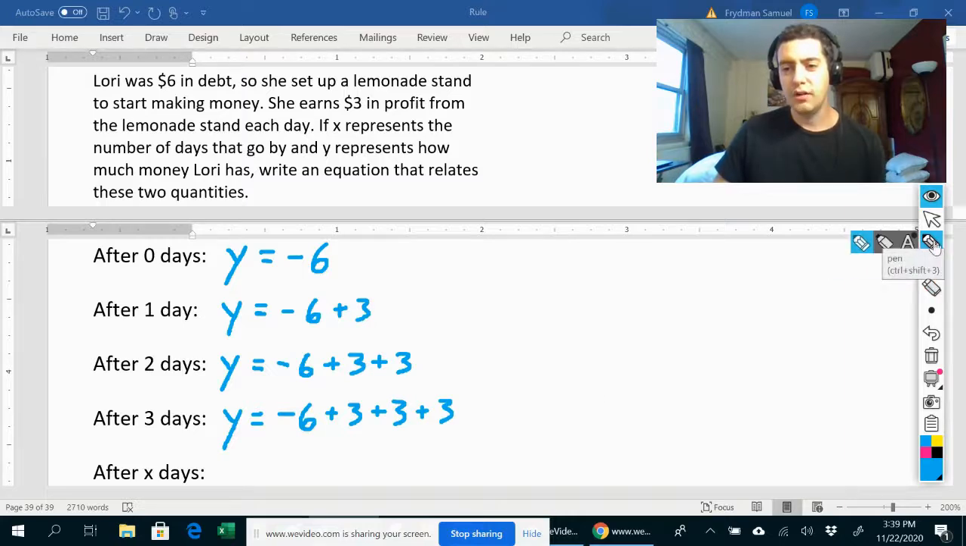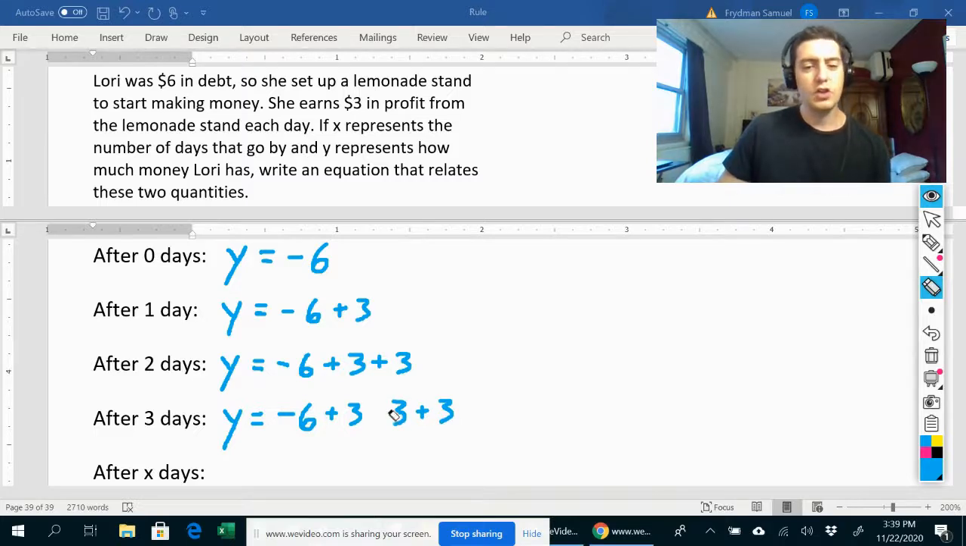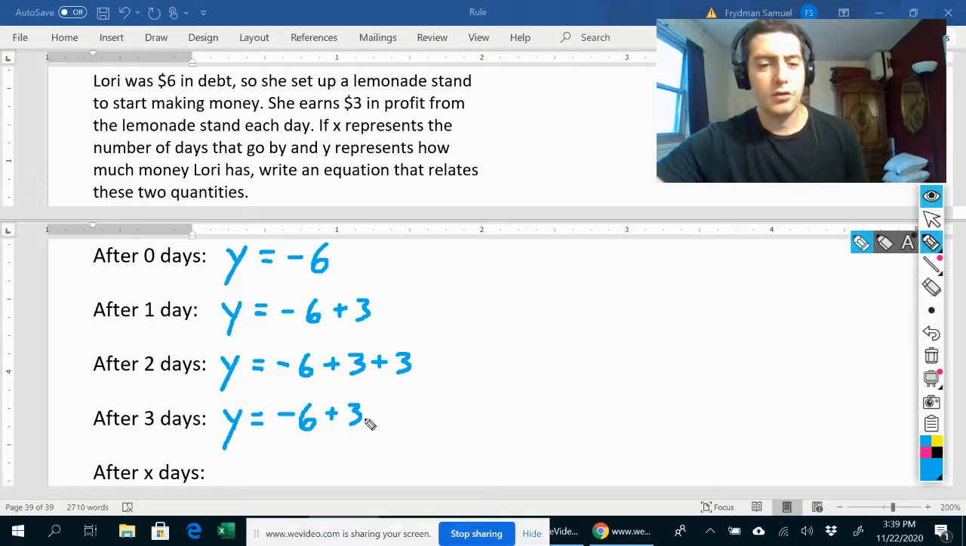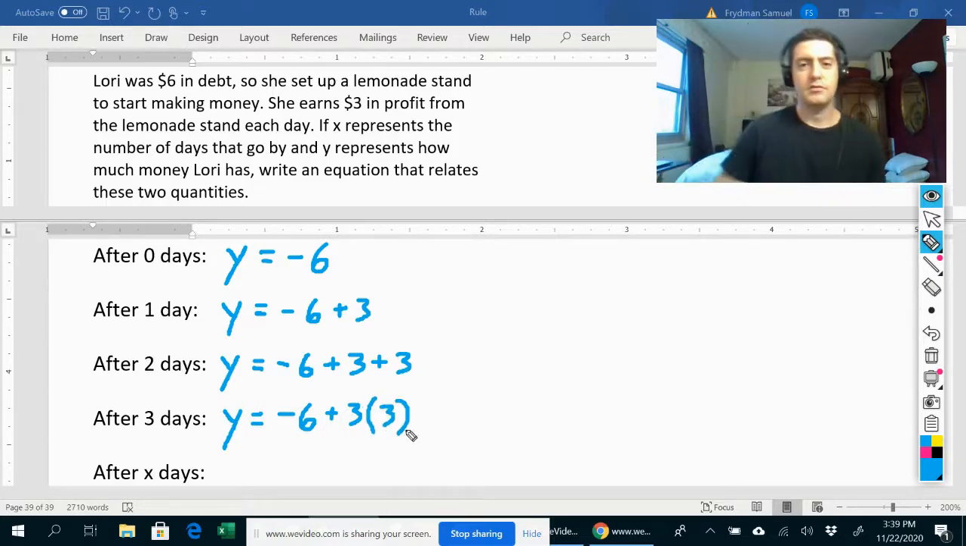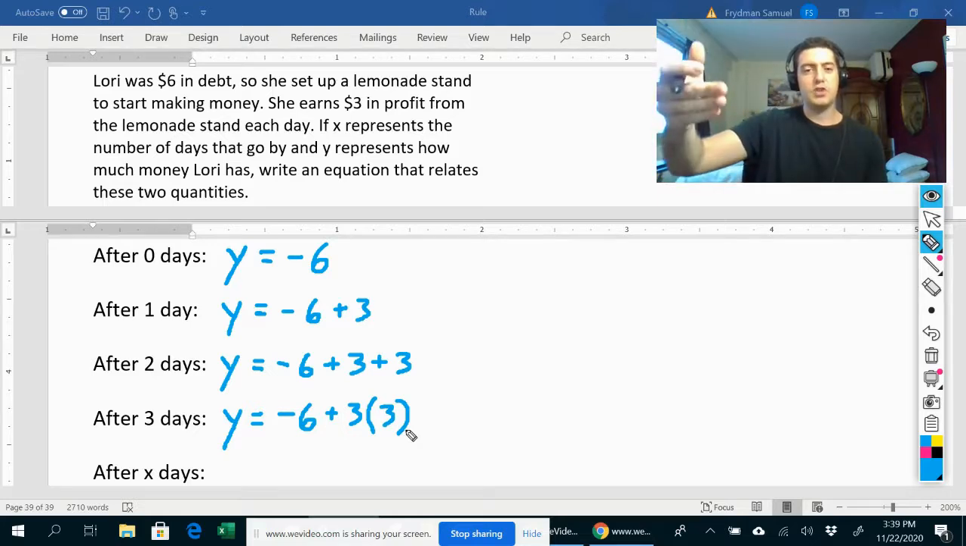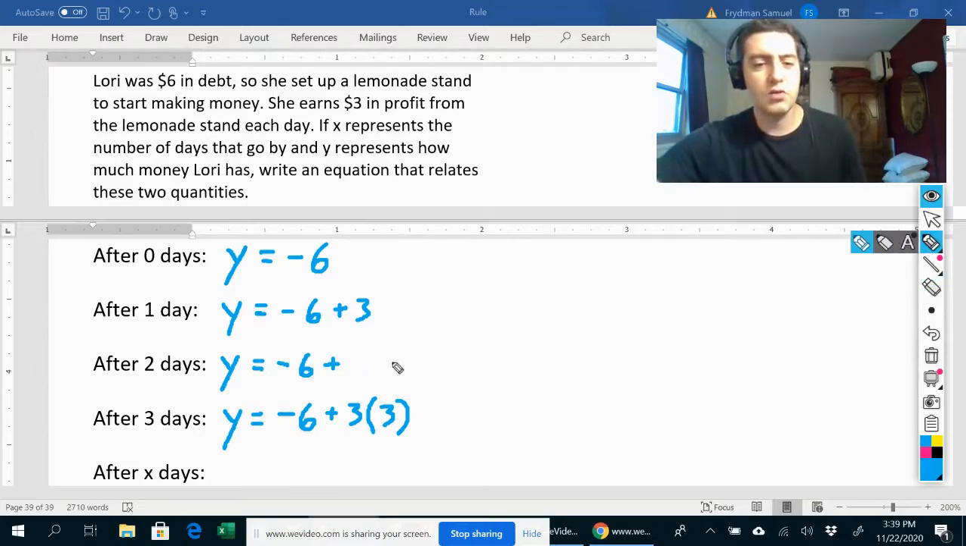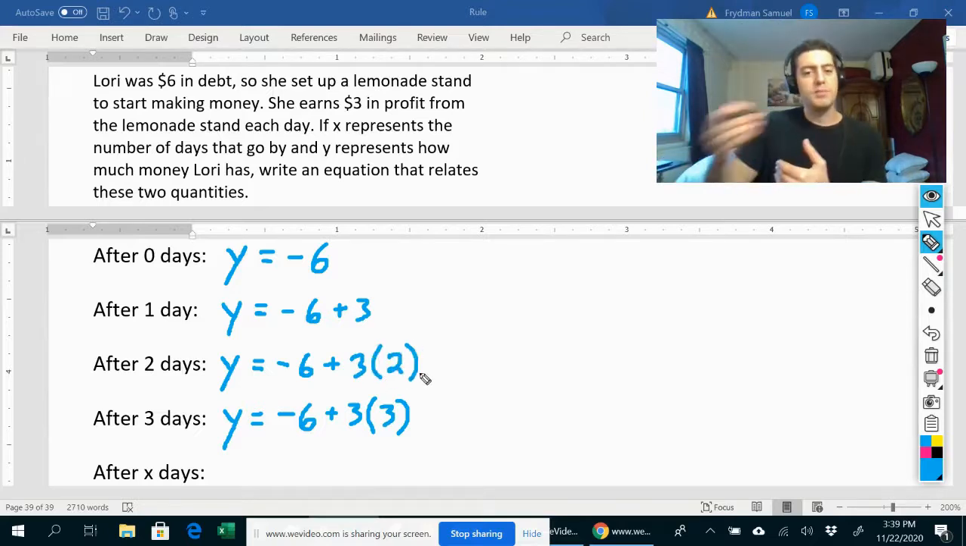What I'm going to do here is, instead of writing plus 3 plus 3 plus 3, what I could do is just say that this is the same thing as 3 times 3, right? 3 plus 3 plus 3 just means 3 times 3. And instead of writing 3 plus 3, I could just write that as 3 times 2, because that's what 3 times 2 means, is 3 plus 3.